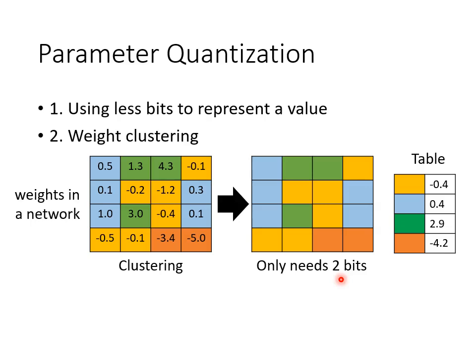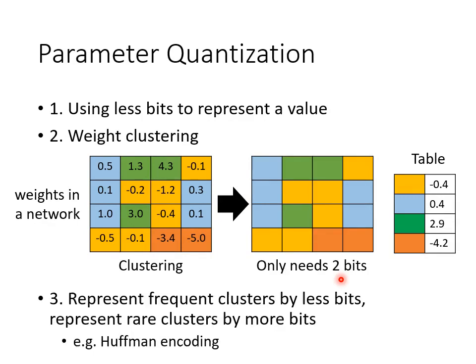To save a parameter, you can use fewer bits. It may originally need 16 bits or 8 bits. Now you can further compress it to only 2 bits to save a parameter. Okay, you can further compress the parameters.